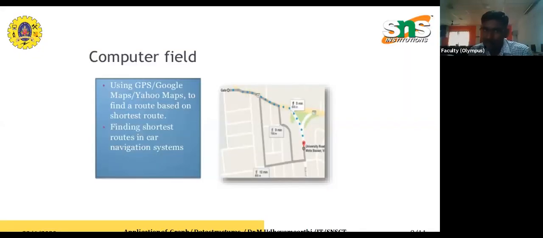It is mainly used in the computer field for using Google Maps, Yahoo Maps, to find the shortest path or shortest route for people to move from one place to another place. It mainly supports the concept of navigation systems. It prevails the way to achieve the things. It supports navigation systems and the traversal concepts.